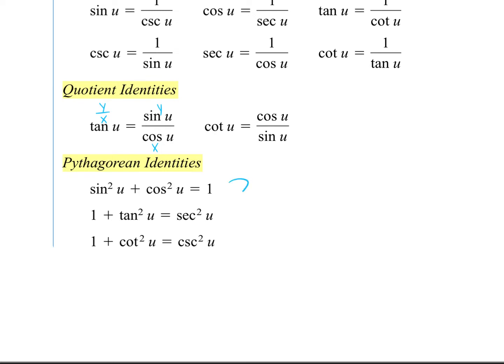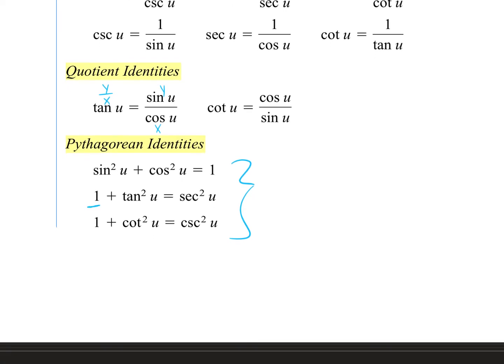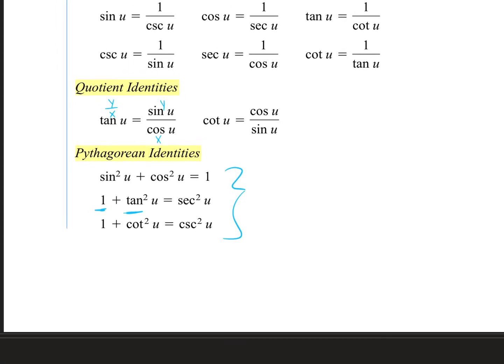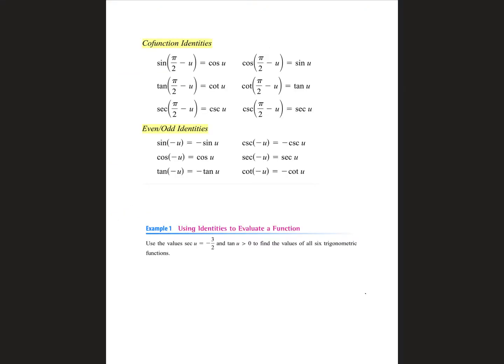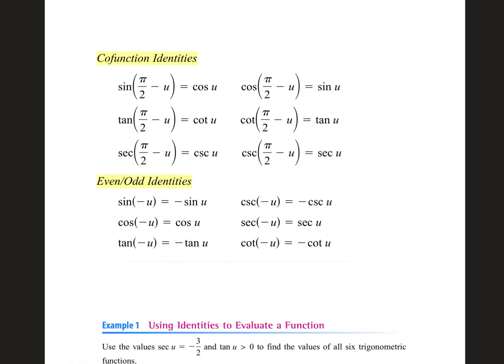So anytime we see a trig function that's squared and we're adding it to 1, or if you see sine squared plus cosine squared, you're probably going to use one of these. So anytime you see a 1 and a trig function squared, you're going to want to use one of your Pythagorean identities. We have some more on the next page. We don't see them as often, but we have cofunction identities and even and odd identities.